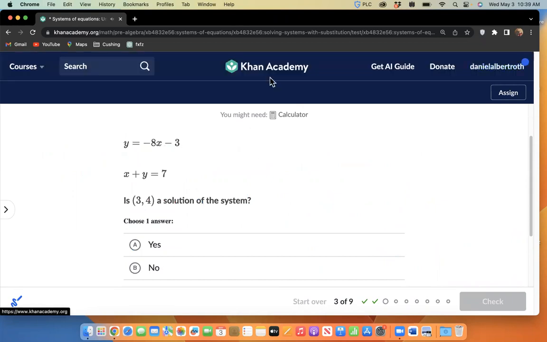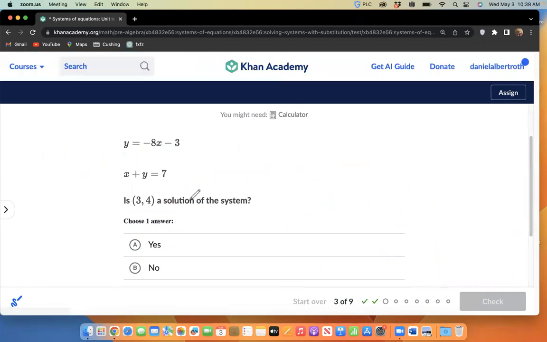All right, so take a look at this one. This one asks directly, is (3, 4) a solution? So I don't need to solve, I can just check. Here the x value is 3, and let's say I check this first one, and the y value is 4. So what I'm going to do is replace y with 4, and replace x with 3.